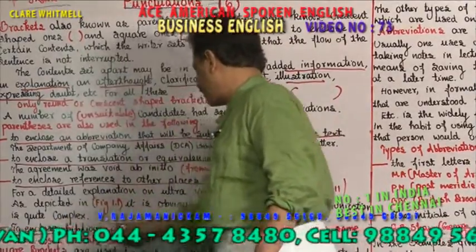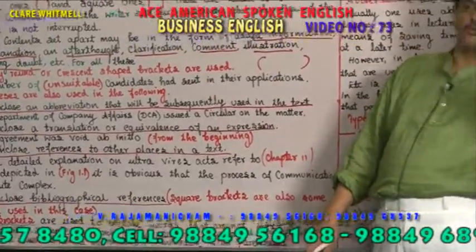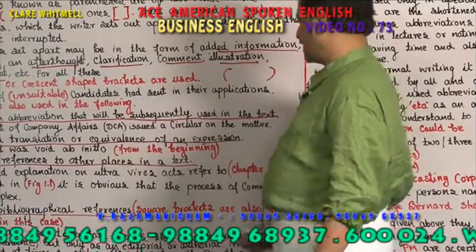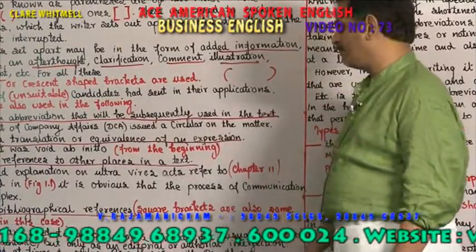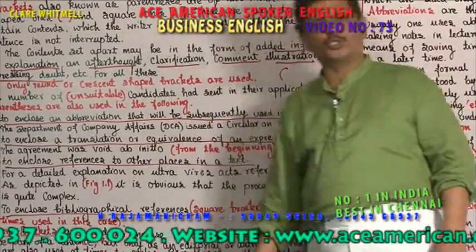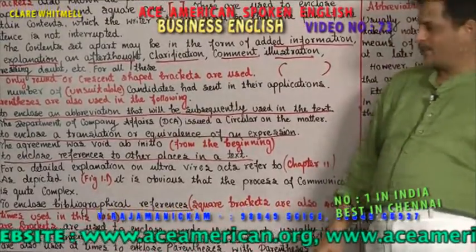What do you mean by bibliographical reference, sir? Which year the book is being published. It could be, say, bibliographical. See, square brackets are also sometimes used in this case. Where do you use square brackets? This is the square bracket, right. Where do you use square brackets?